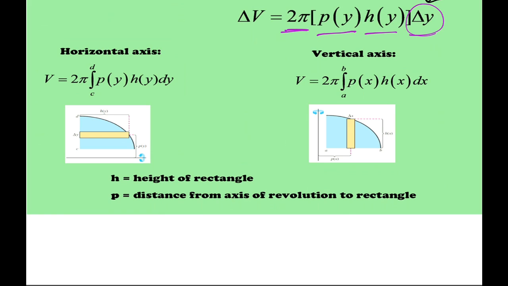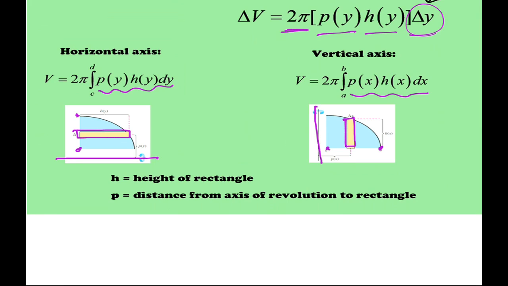So if your axis of revolution is horizontal, that means your little rectangles are going to be horizontal, and that means you're doing it with respect to y. Your function should be with respect to y, all your variables inside should be with respect to y, and your limit should be with respect to y, from your lowest y limit to your highest y limit. If your axis of revolution is vertical, then your rectangles are going to be parallel, so they're also going to be vertical. Okay, and so our function, our variables should all be with respect to x, and then we're doing it from our lowest x value to our highest x value.